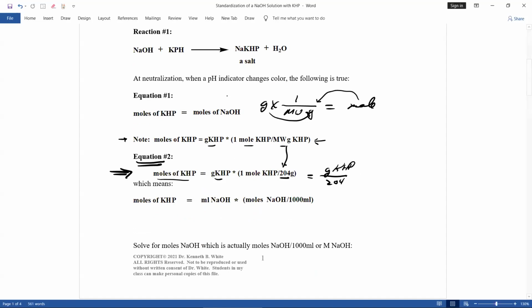Now, one important thing about KHP, it has a tendency to absorb moisture, water. And if you weigh out a certain amount of KHP and it's wet, it's going to throw your calculation off, because you think you have so much KHP, but you actually have less of it because some of the weight is water. So whenever you're using KHP, we have in laboratories an oven just dedicated for that, and you put your sample in there.